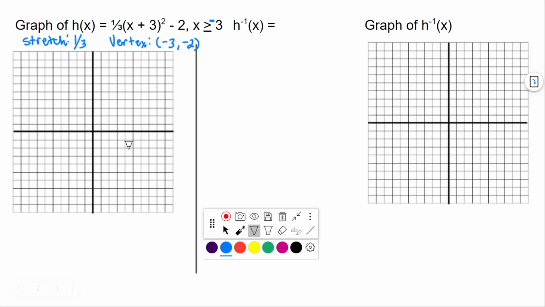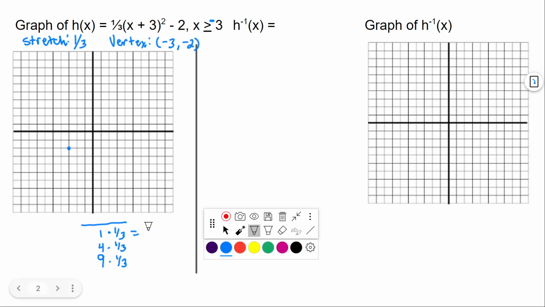So I'm going to plot my vertex, (-3, -2), and I could use my anchor values of 1, 4, 9, but what I would have to do is take them times 1/3 to find out how far I need to move vertically for my points.